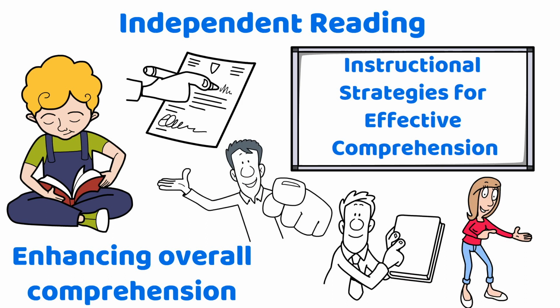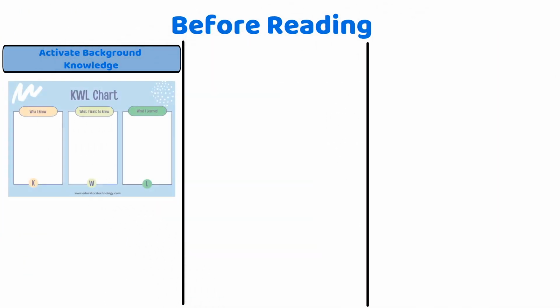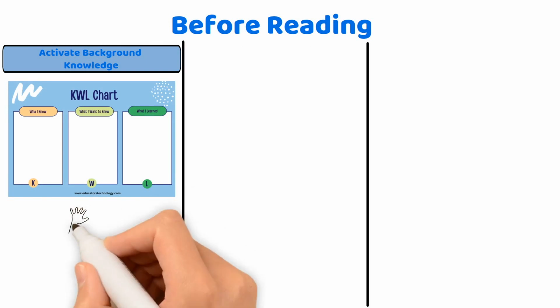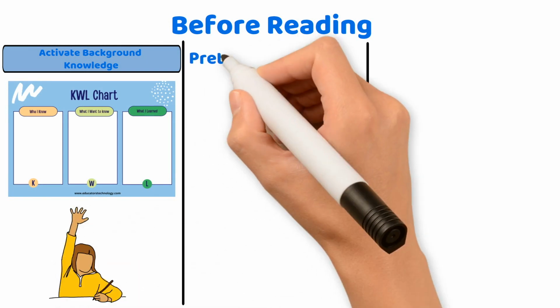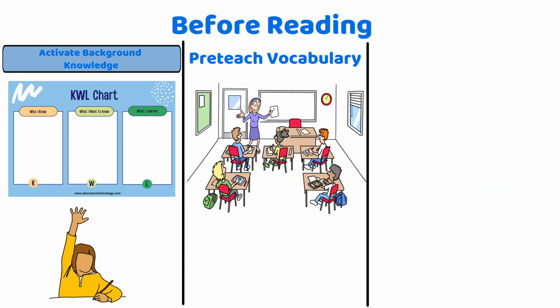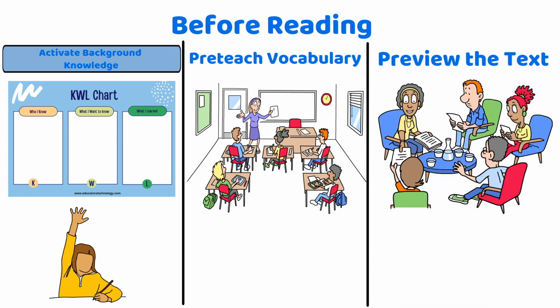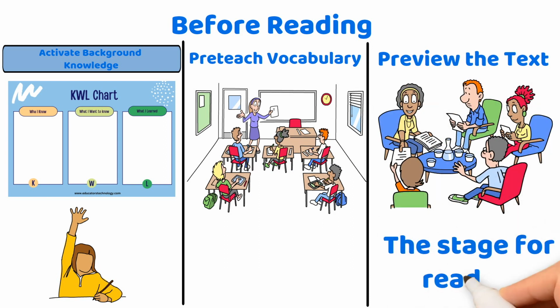Let's talk about this now. Before reading, activate background knowledge. Use tools like KWL charts to connect new information with what students already know. Pre-teach vocabulary. Introduce critical vocabulary before reading to smooth the way for comprehension. Preview the text. Discuss the book's cover, blurb, and pictures to set the stage for reading.